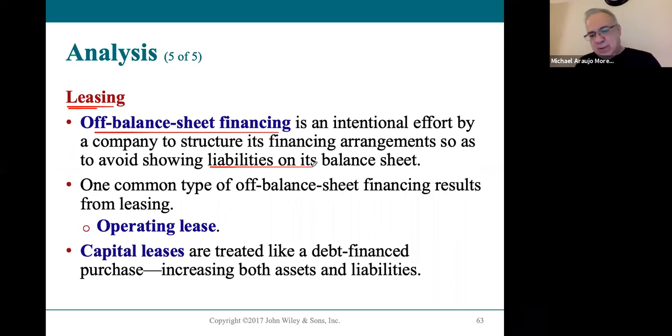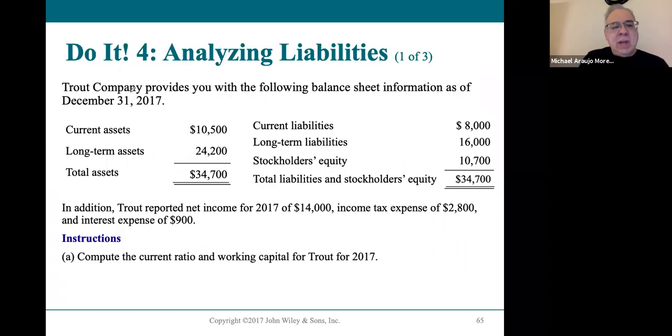Again, they're supposed to be disclosing lots of information regarding this. Doesn't always happen that way. So sometimes leases, although it's usually a wash, they're both assets and liabilities in most cases. So it's usually not even an issue. Sometimes can be a problem. All right. So here we go.